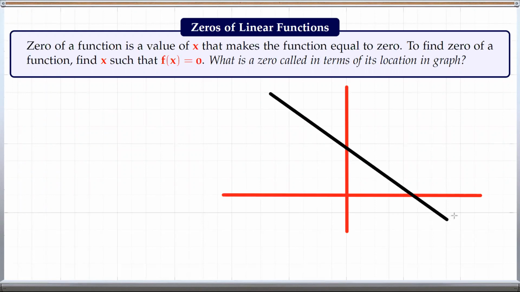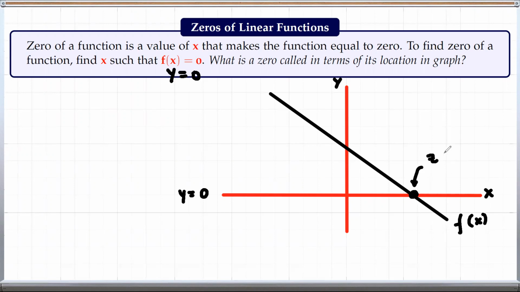So if we have a function like this one, a linear function, so this is function f of x, this is x, this is y. Now we need to find the value of x when f of x is zero or when y is zero. Y is zero along the x-axis. So this line, x-axis, is the line y equals zero. So that value of x would be right here. So this is the zero of this particular linear function.